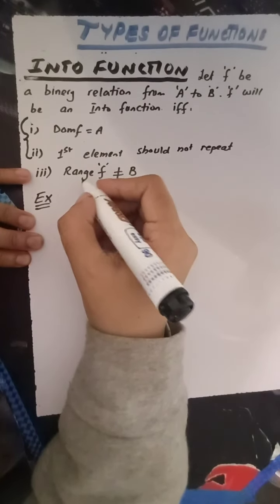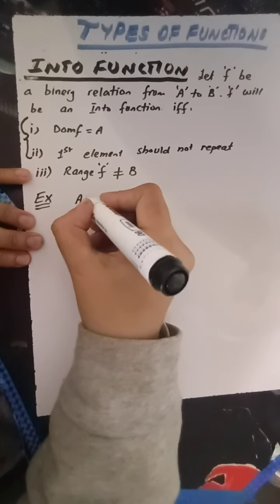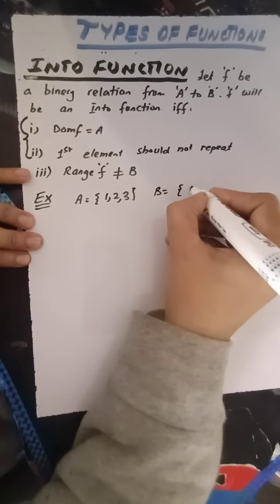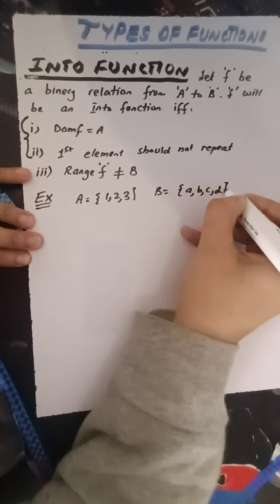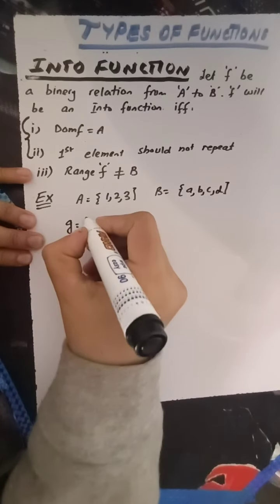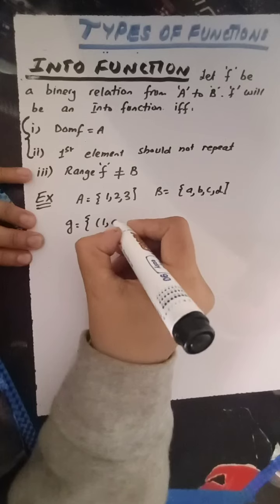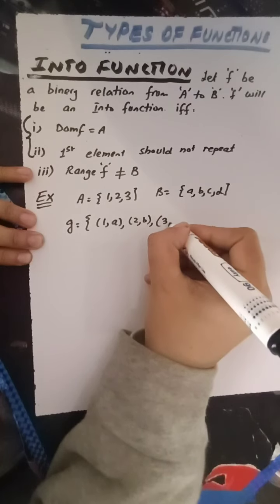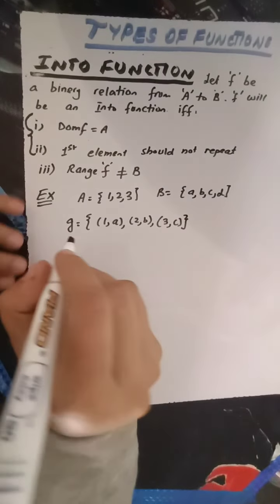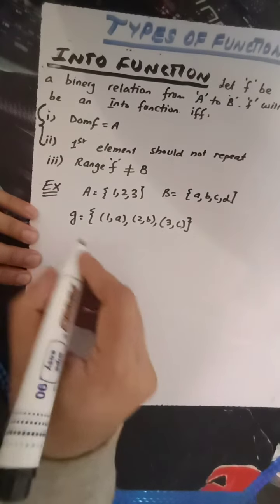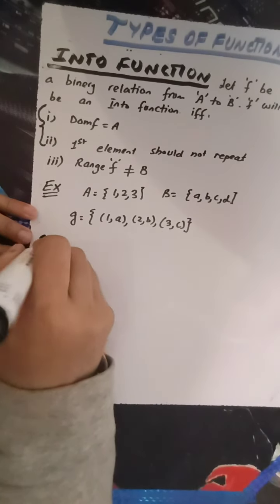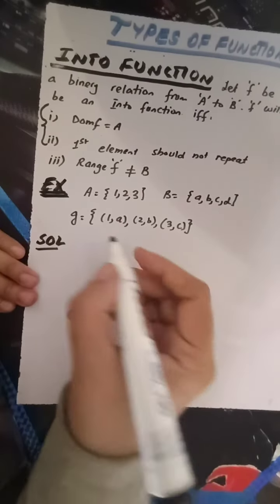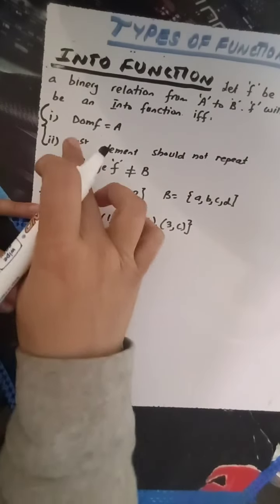Suppose A is equal to {1, 2, 3} and B is equal to {a, b, c, d}. Suppose that g is a binary relation that is given to us, and we want to check whether it is a function or not, and if it is a function, what is its type. This is the example. For the solution, let us check all these conditions one by one.